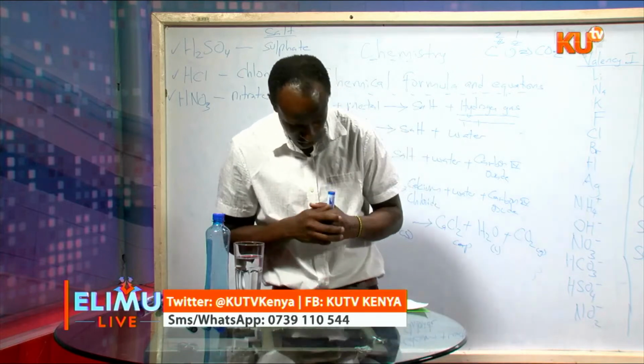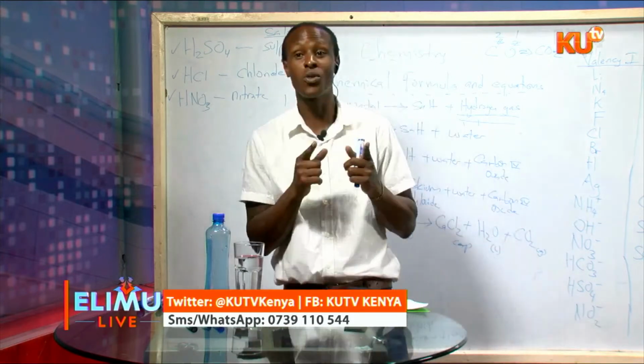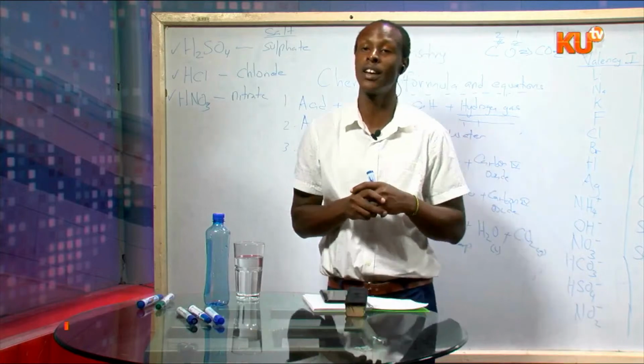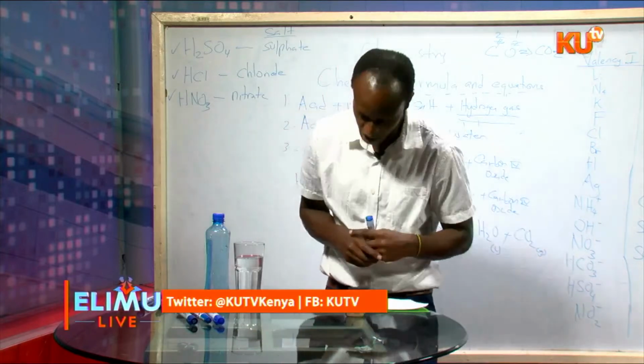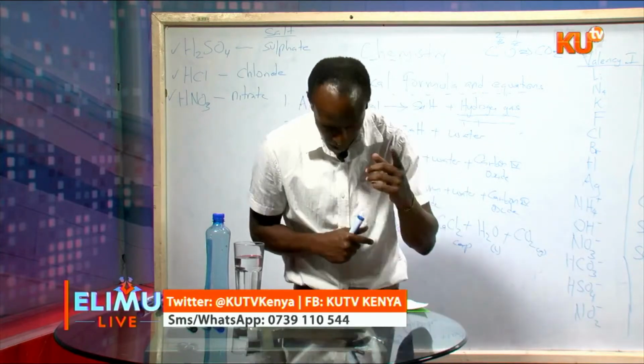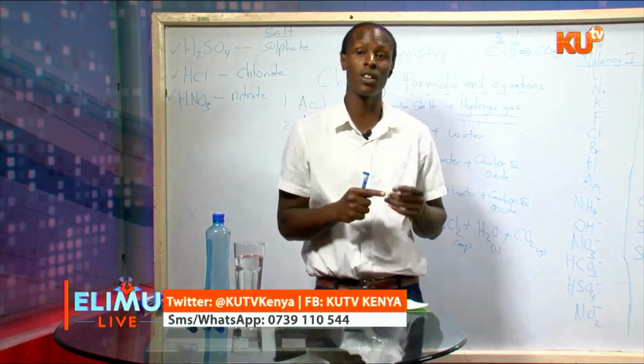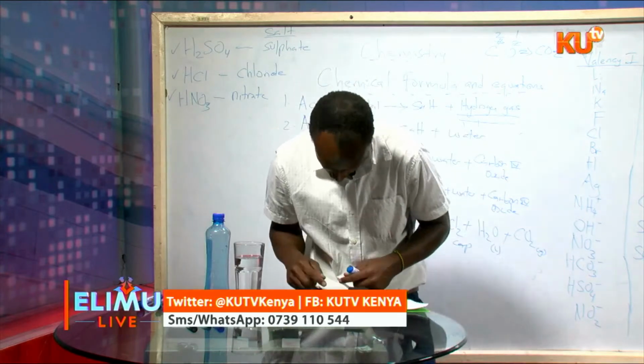Bruno, you have written the word equation. Now we also want to write the chemical equation between zinc and hydrochloric acid. Yeah, it's correct. You'll get the salt to be zinc chloride and hydrogen gas.